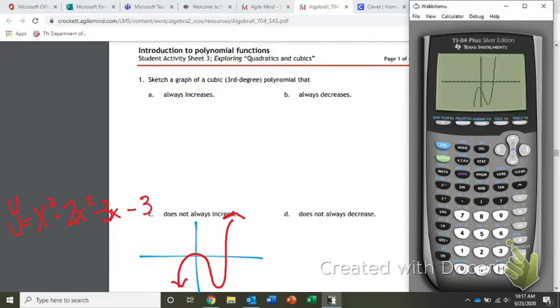Now, this is a cubic function because the highest power or degree is 3. And we talked about that yesterday. The highest degree, highest power is 3. So this is a cubic polynomial, also known as a third degree polynomial.